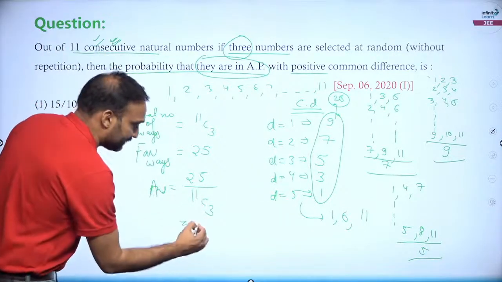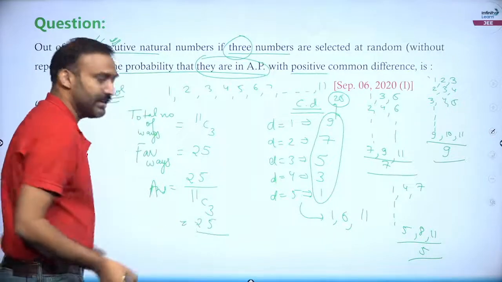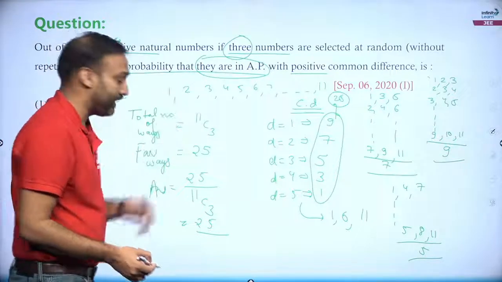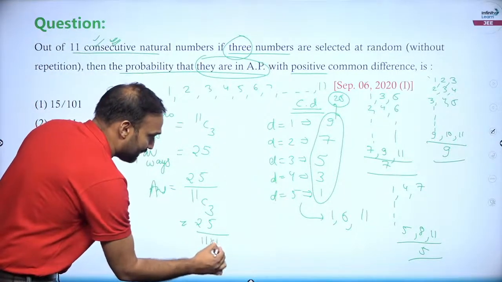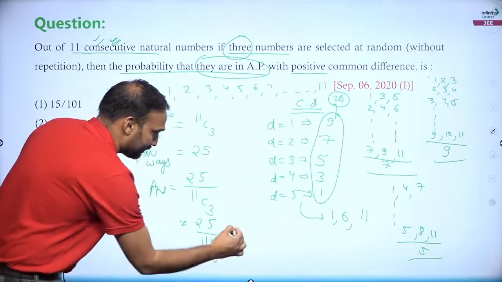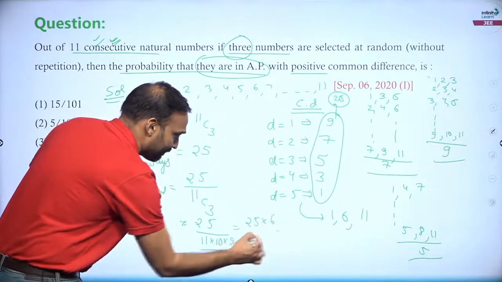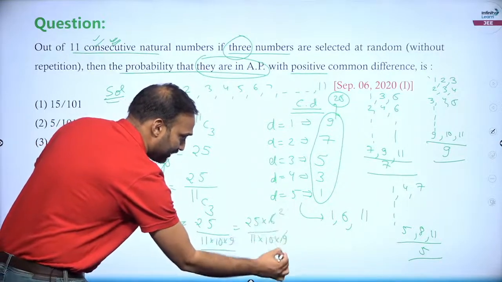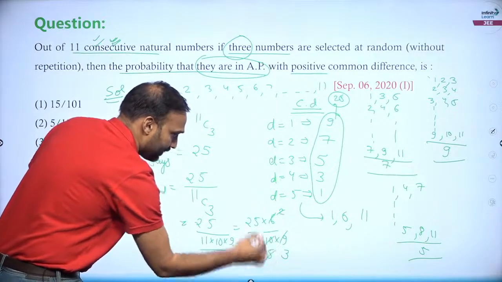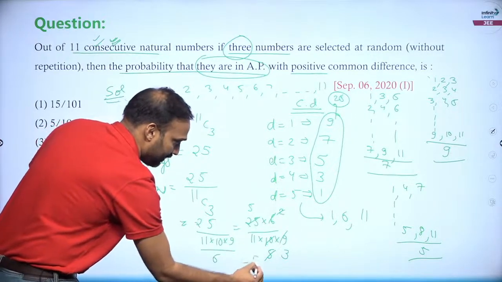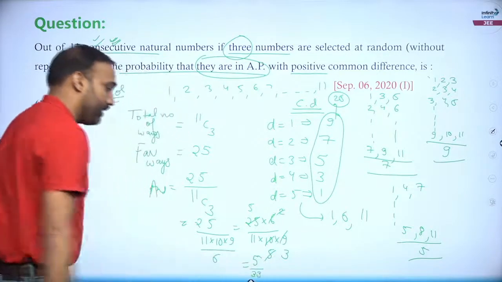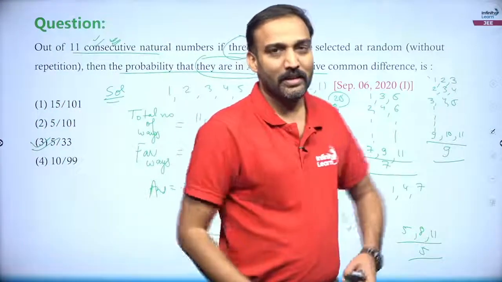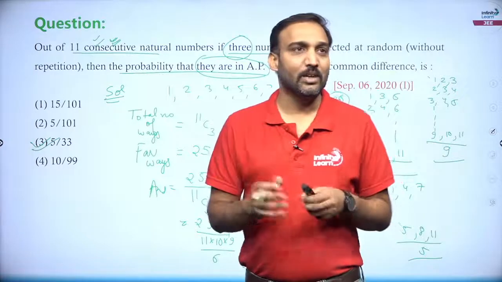So we will simplify this. 25 upon 11C3, factorize it, right? Using the technique that I have taught you in the lecture of P and C. 11C3 will be 11 into 10 into 9 upon 6. So I will have 25 into 6 upon 11 into 10 into 9. Cancelling the common factors, the numerator is 5 and the denominator is 33. So where is 5 by 33? Option number 3 is your correct answer, right? So I hope this example is clear to everyone.